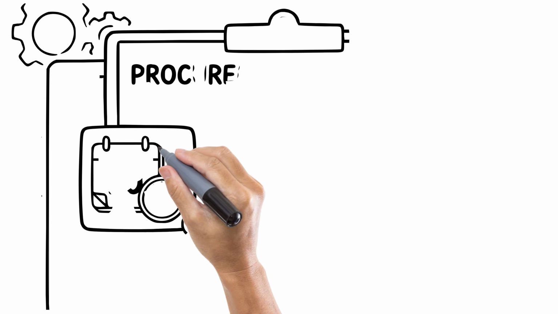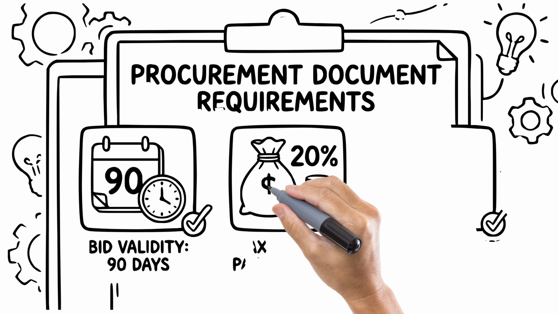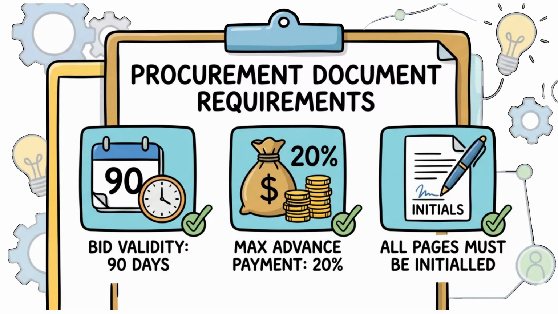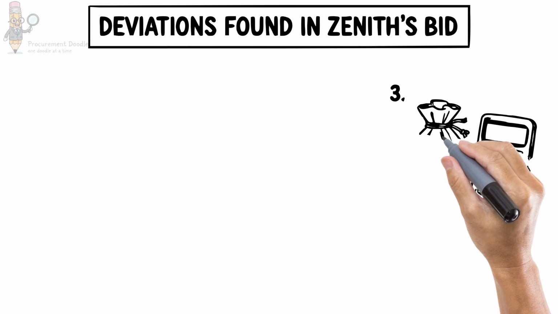First, let's look at what the procurement document requires. The bid must remain valid for 90 days. The maximum advance payment allowed is 20%, and administratively, every page of the form of bid must be initialed by the authorized signatory. 1. Pages 15 and 16 of the bid form are not initialed.